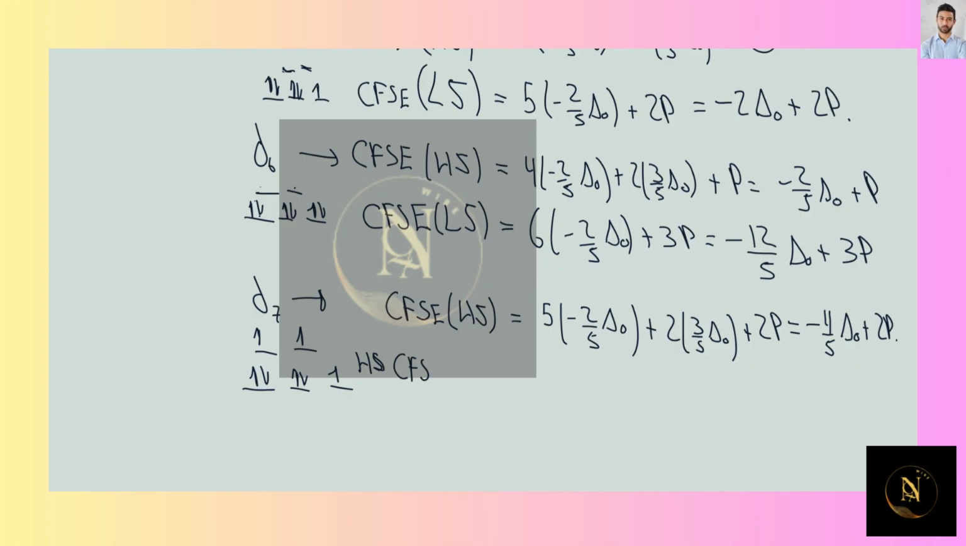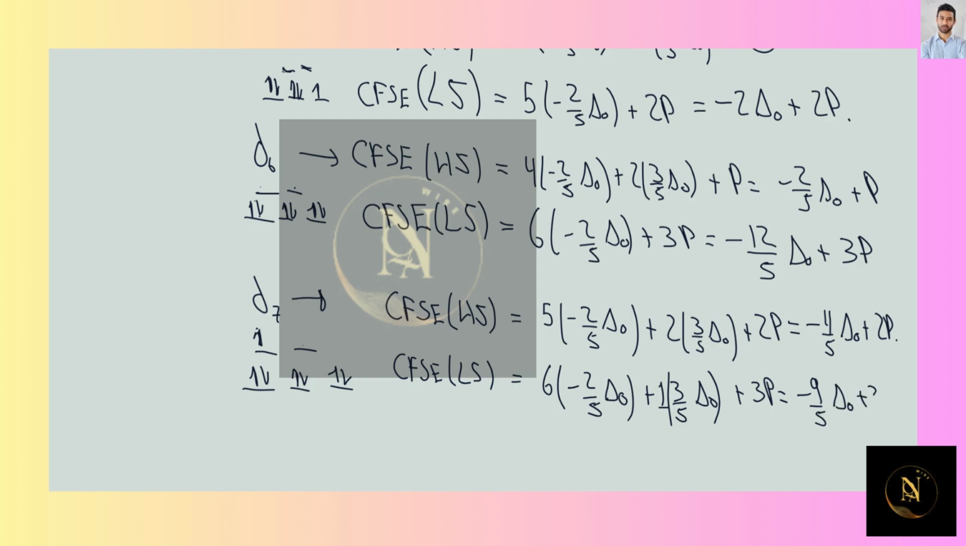Now the crystal field stabilization energy on the low spin case would correspond to having this configuration. In the low spin case, let me erase this high spin labeling, we're going to get 6 times minus 2 over 5 delta naught plus 3 over 5 delta naught times 1 plus 3 times the pairing energy. So minus 12 plus 3 gives us minus 9/5 of delta naught plus 3 times the pairing energy.